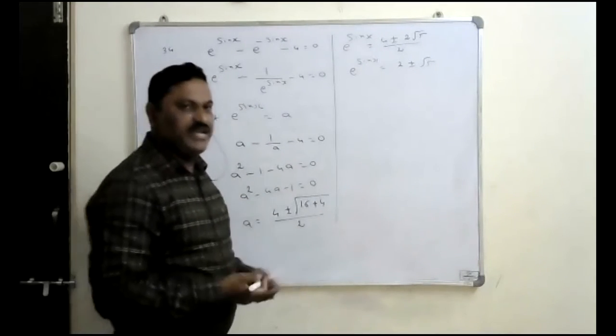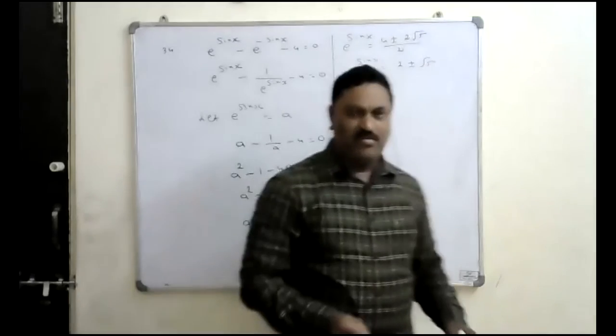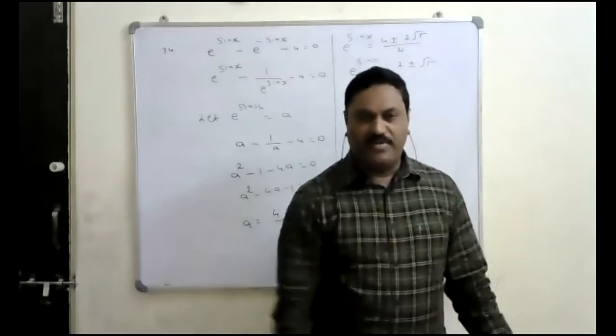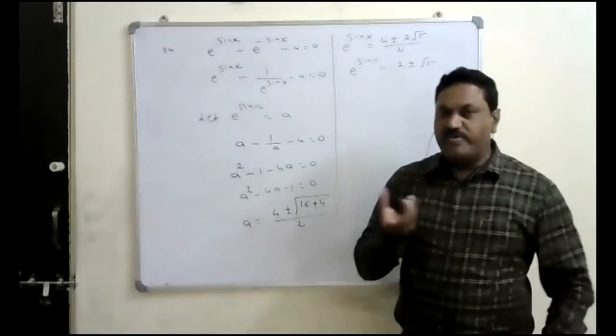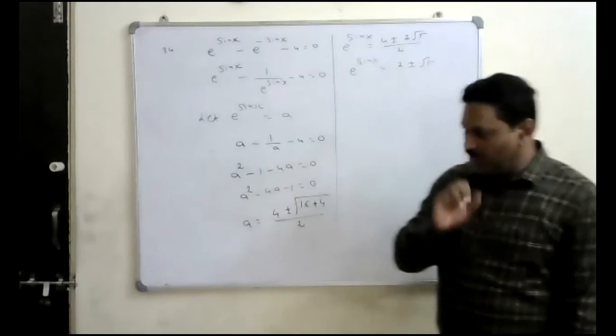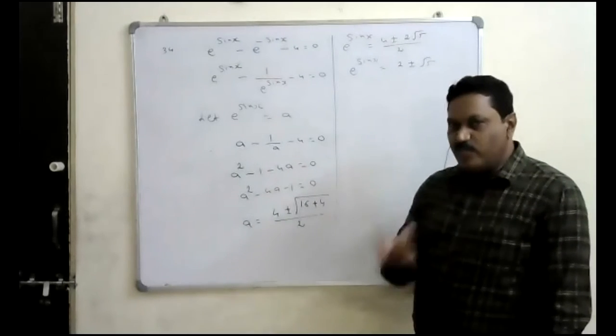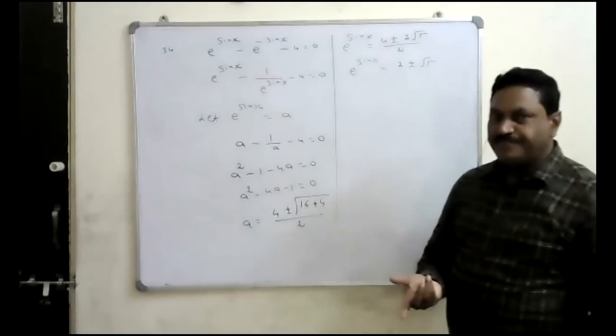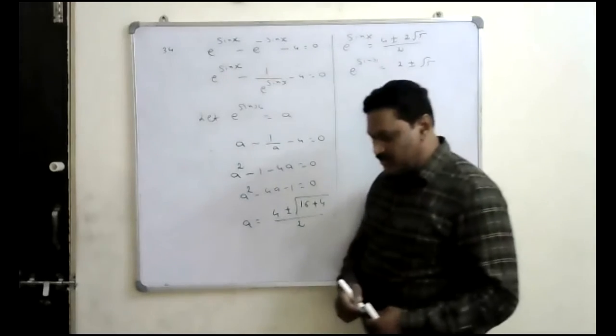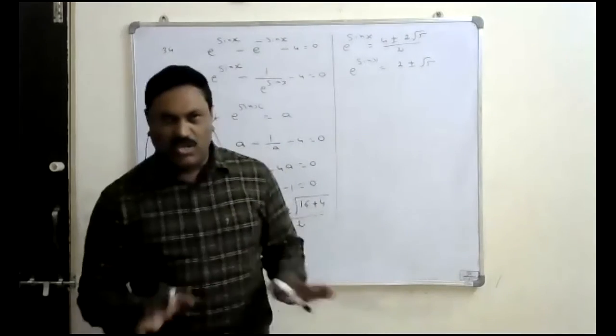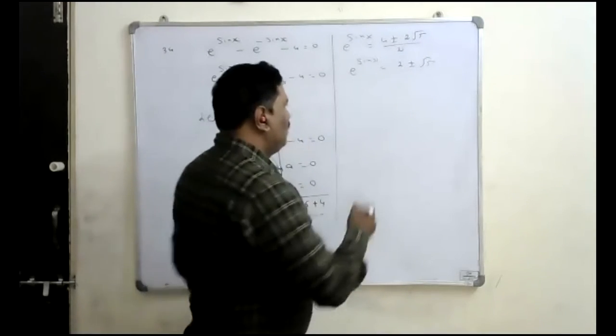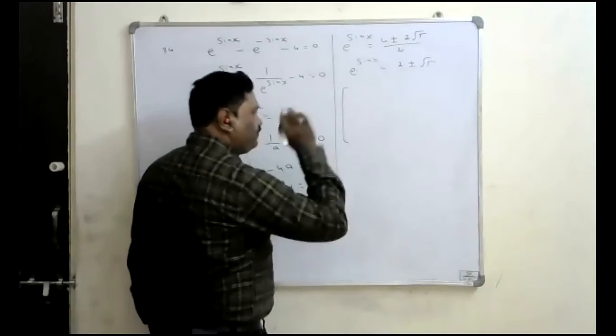We got it for e power sin x. One is 2 plus root 5, another one is 2 minus root 5. Right? Out of these two, which one you have to take? Can you take any one, or can I take both, or can I take no one? Which value you have to take? Because we can't take all the values always. That's why we will go for this concept again.